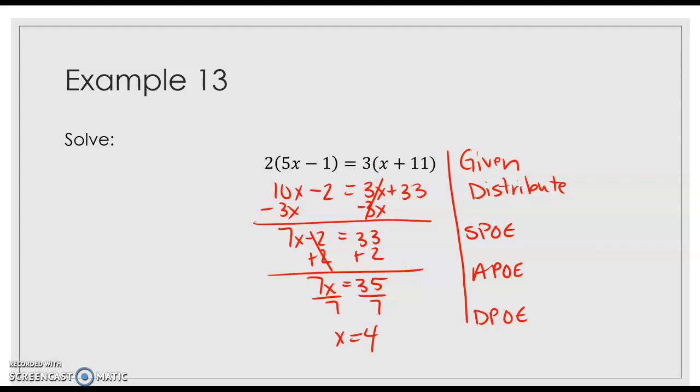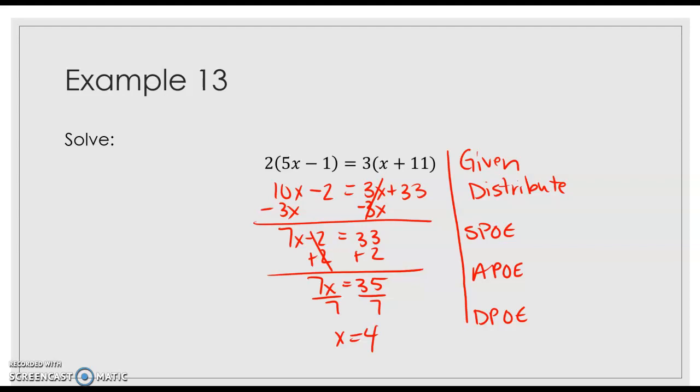So again, the questions you ask yourself are, do I need to distribute? If you answer yes, then distribute. If you answer no, then move on to the next question. Next question is, do I have same side like terms? If you answer yes, combine the like terms. If you answer no, then move on to the third question.